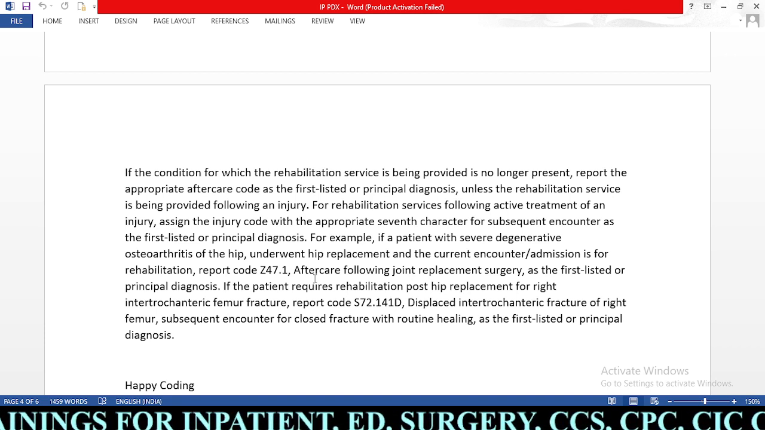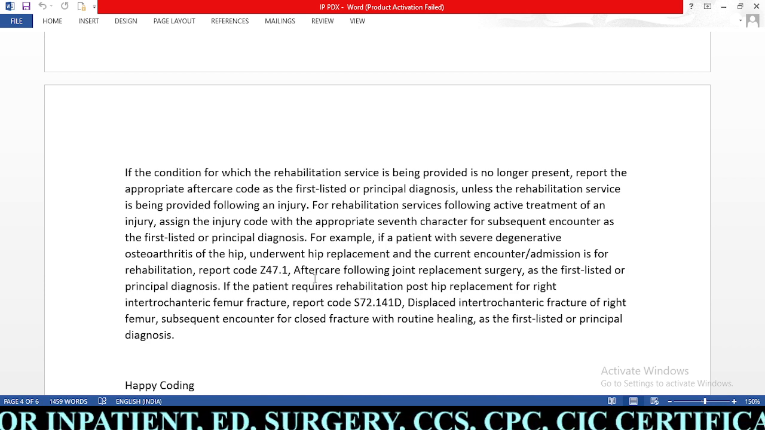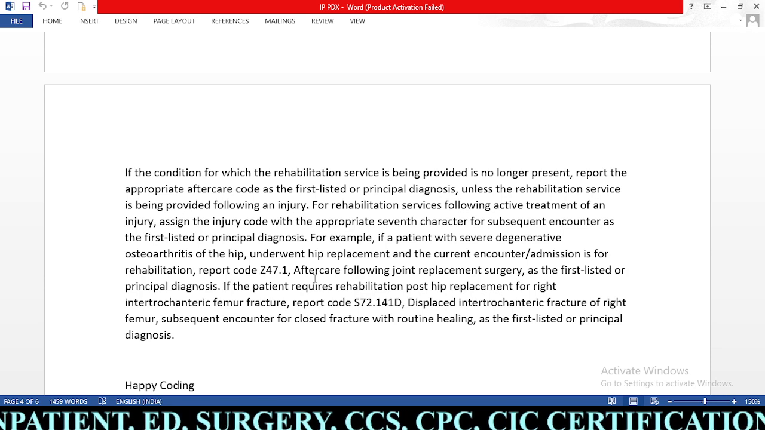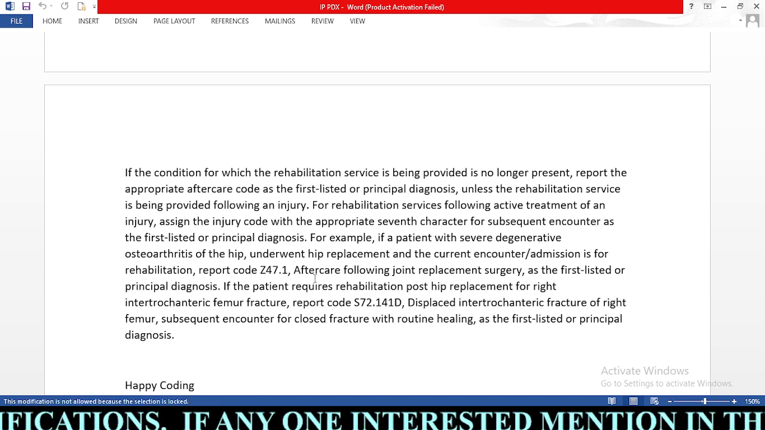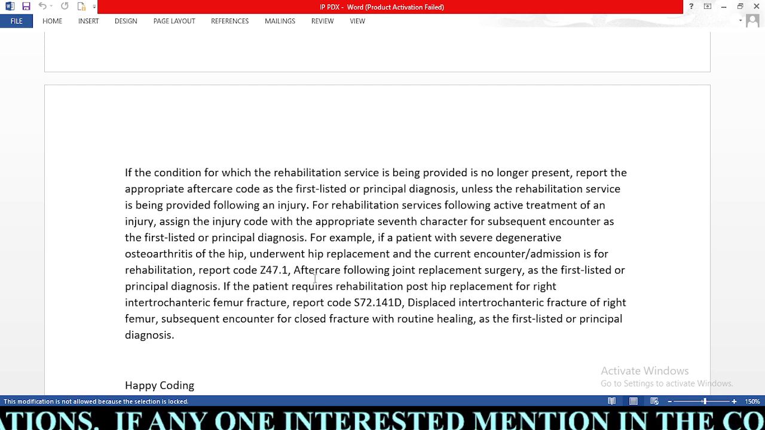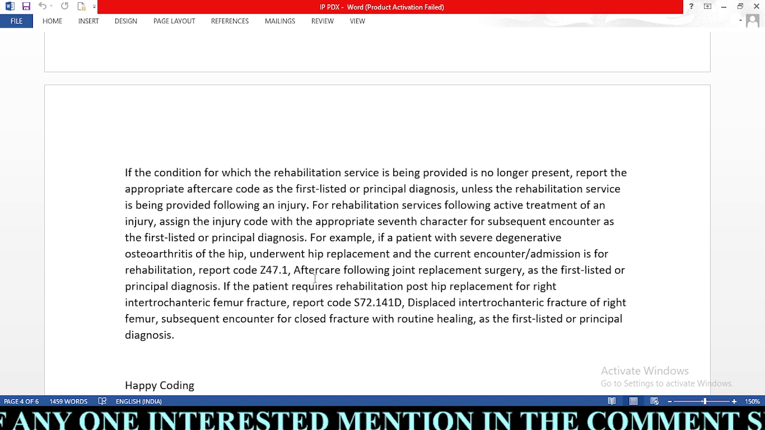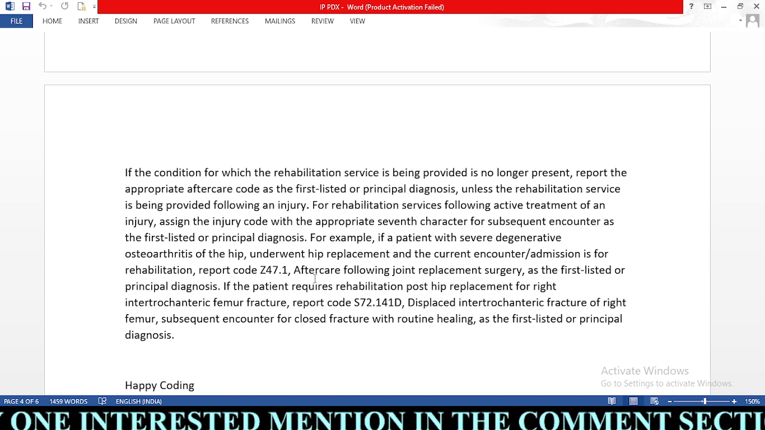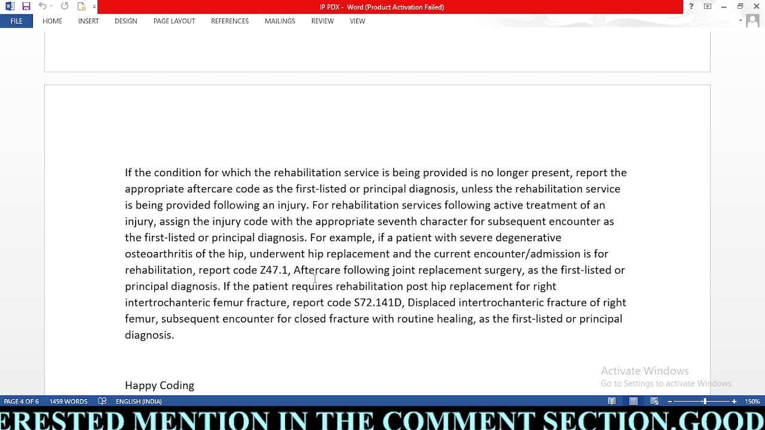So if the patient requests rehabilitation post hip replacement for right intertrochanteric femur fracture, we need to report the S72 series code. So basically here we need to identify the reason for the rehabilitation. So whatever the reason is, we need to code the diagnosis which necessitated rehabilitation as the principal diagnosis.